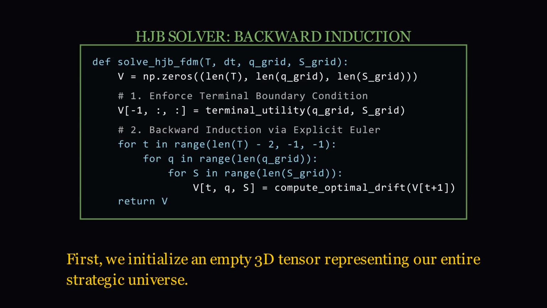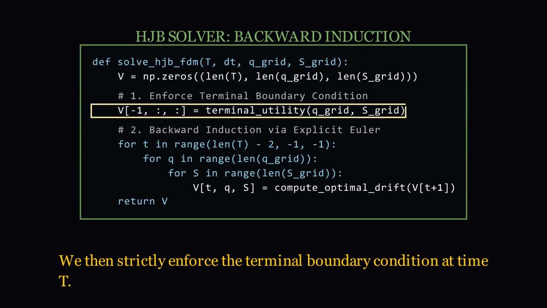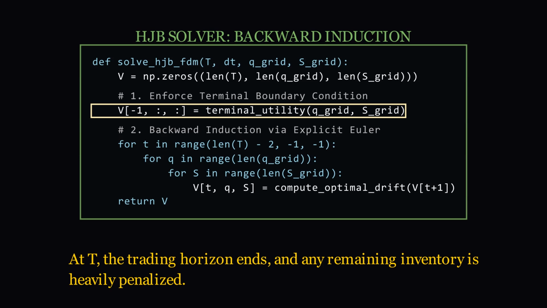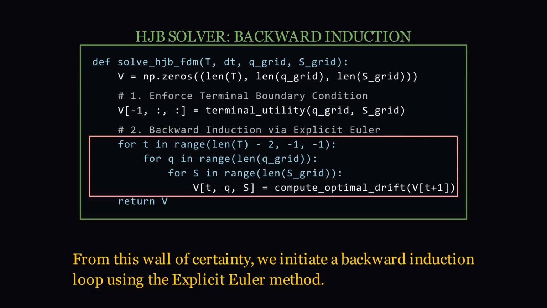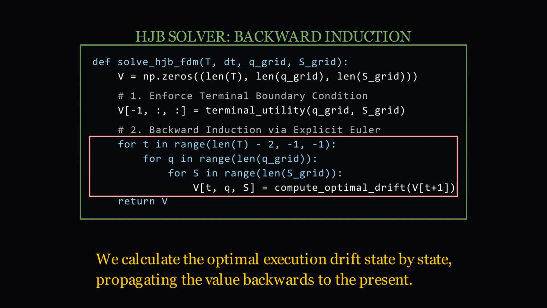First, we initialize an empty 3D tensor representing our entire strategic universe. We then strictly enforce the terminal boundary condition at time t. At t, the trading horizon ends, and any remaining inventory is heavily penalized. From this wall of certainty, we initiate a backward induction loop using the explicit Euler method. We calculate the optimal execution drift state by state, propagating the value backwards to the present.